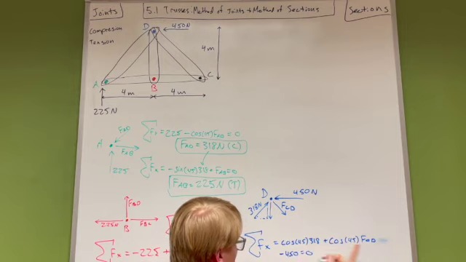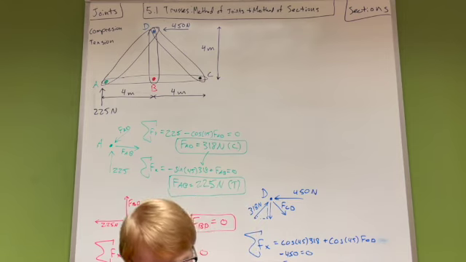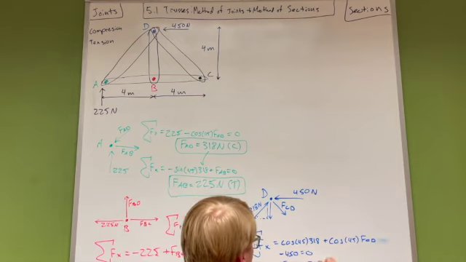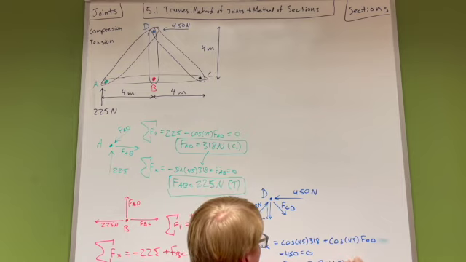Do a little math. We only have one variable. The FCD is equal to, I believe, 318 or 225? 318 newtons. Which makes sense. And it is in tension, because it's pulling away.